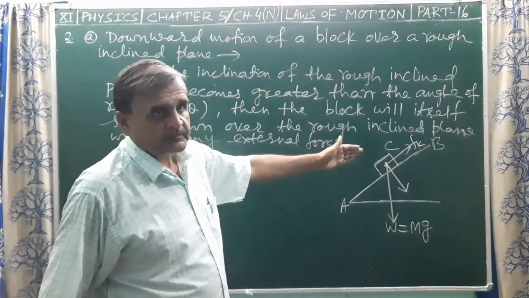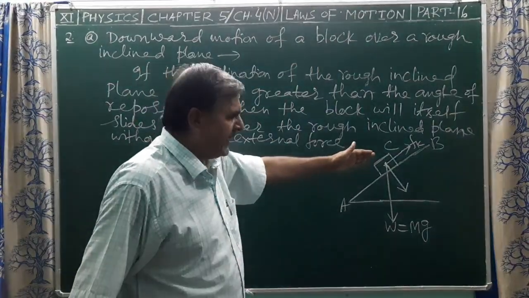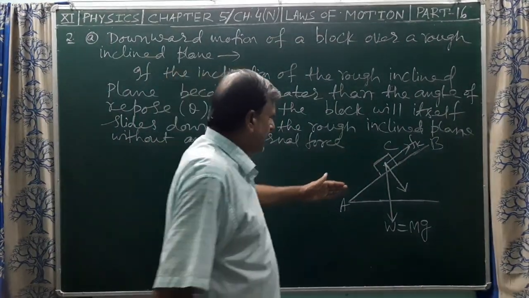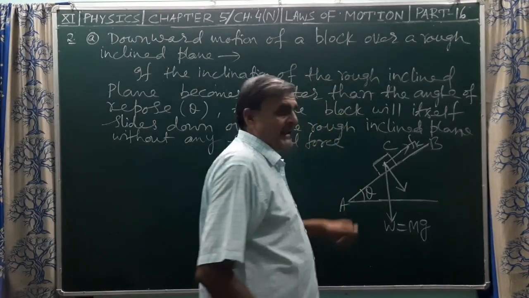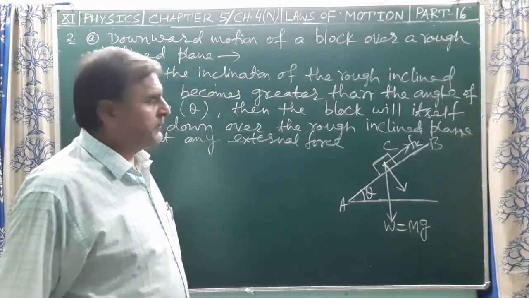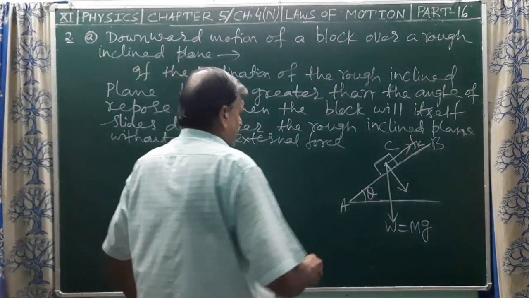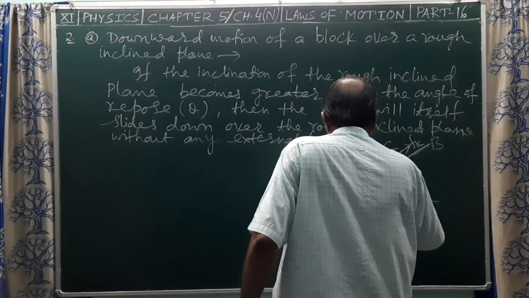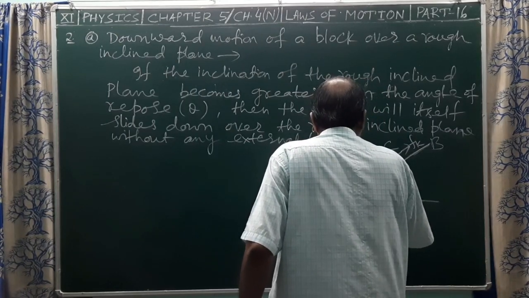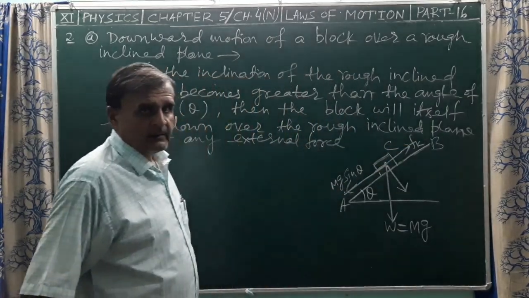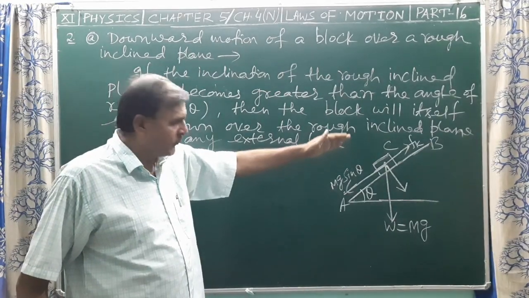Suppose a block C moves downward, slides downward over the rough inclined plane AB when the angle of inclination of the inclined plane becomes larger than the angle of repose. So this angle theta is larger than the angle of repose. Therefore, the body will move downward, slide downward without any external force. So one component of weight, that is mg sin theta, will act downward, and it helps the block C to slide downward over the rough inclined plane.